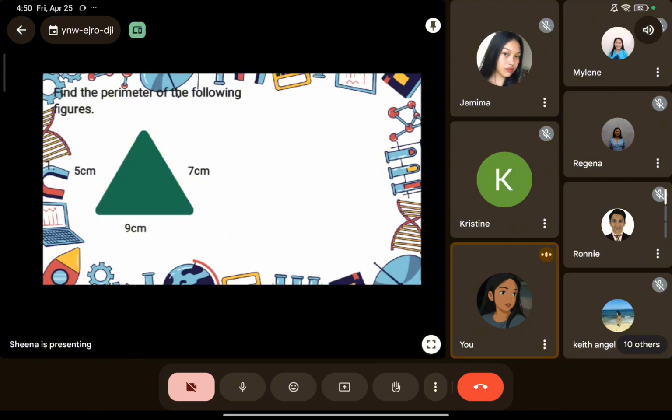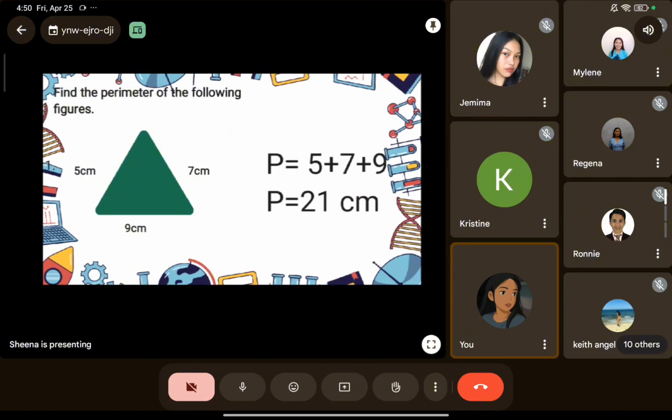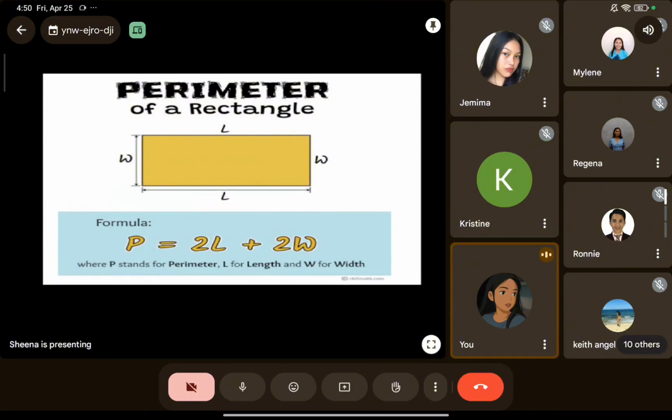Next slide. So, perimeter of a rectangle. The rectangle has a formula. P stands for perimeter. And L stands for length. The length is on the longer side of the rectangle, the one on top and at the bottom labeled L. Then the width is the one on the side. That is the width, or the shorter side of the rectangle. Okay, next slide, please.